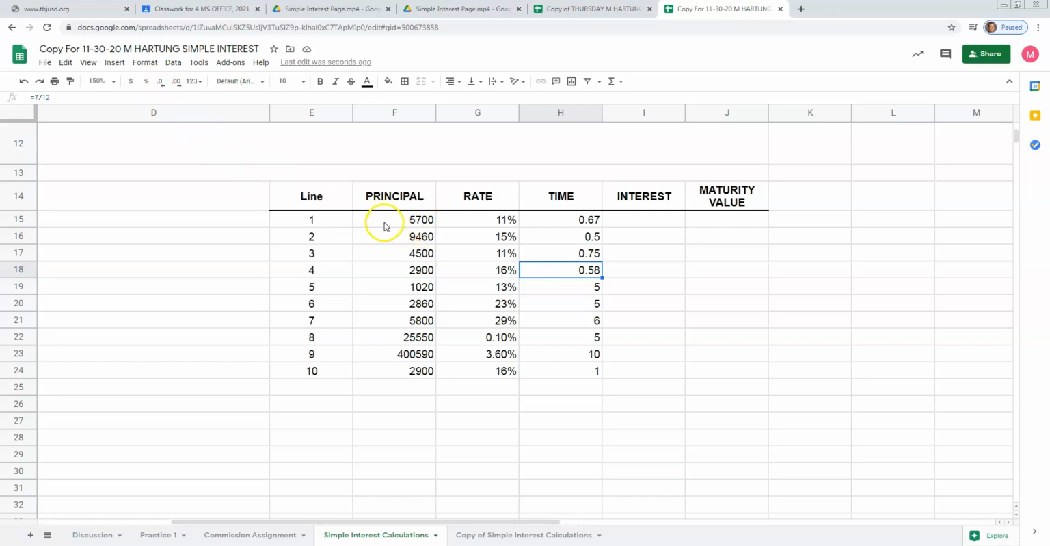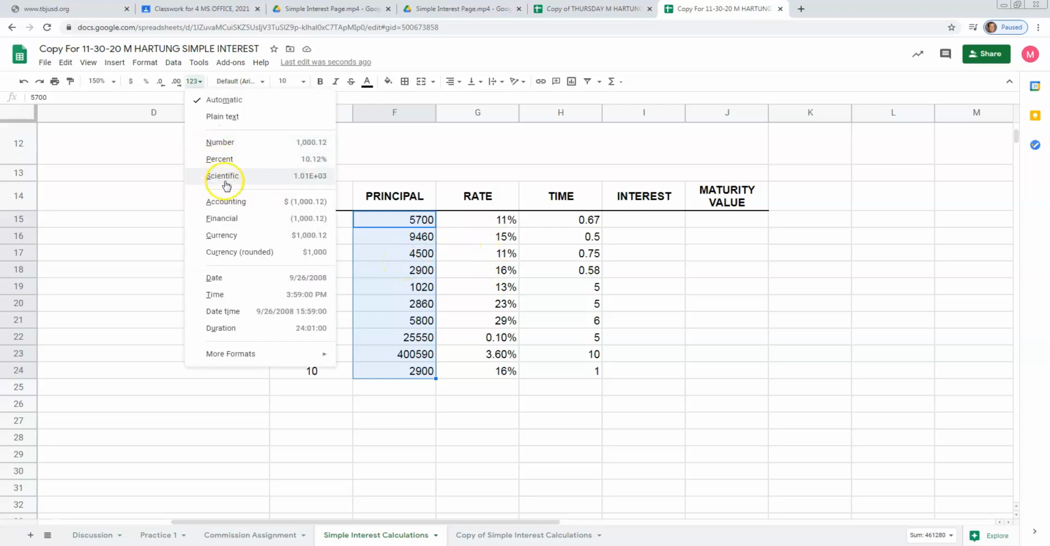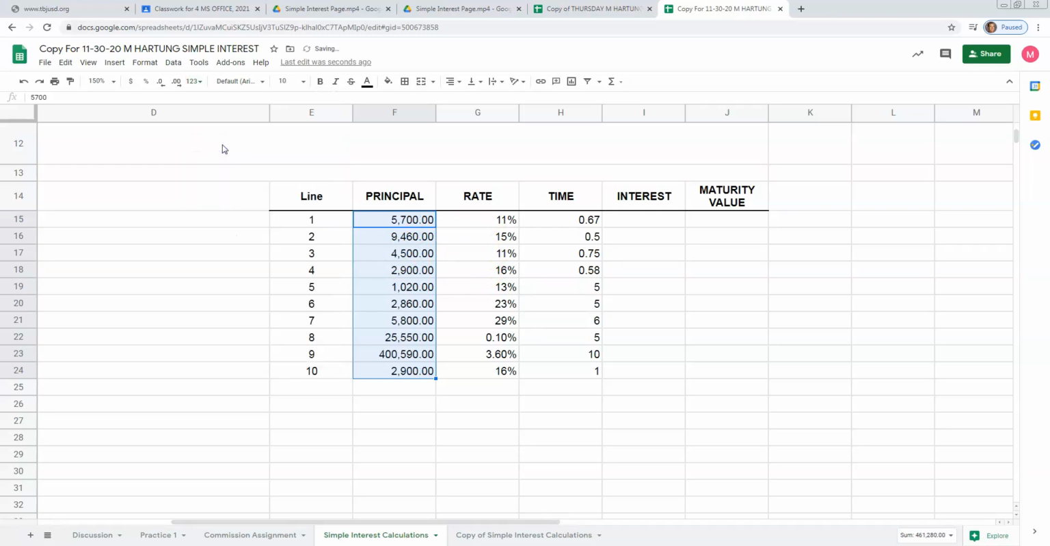And our last step for this video, we can go ahead and reformat these values to be a little bit easier to read. If you want to use currency, that'll be fine. It's a good way to remind yourself and to know that the principal is in dollars, whereas the rate is a percentage. I'm going to select number and reduce the decimal places.